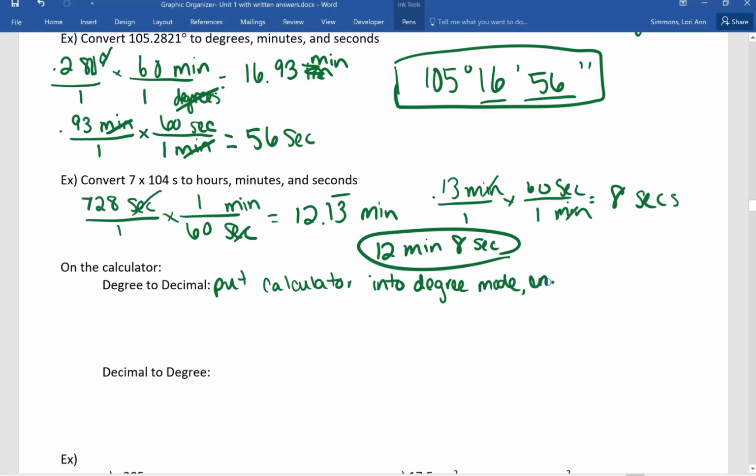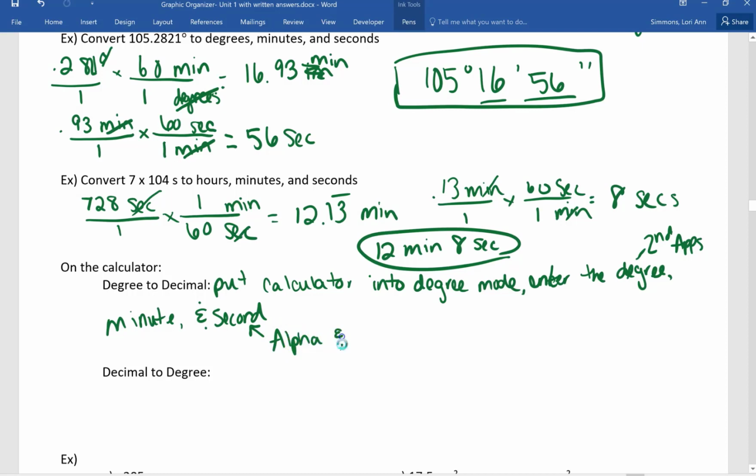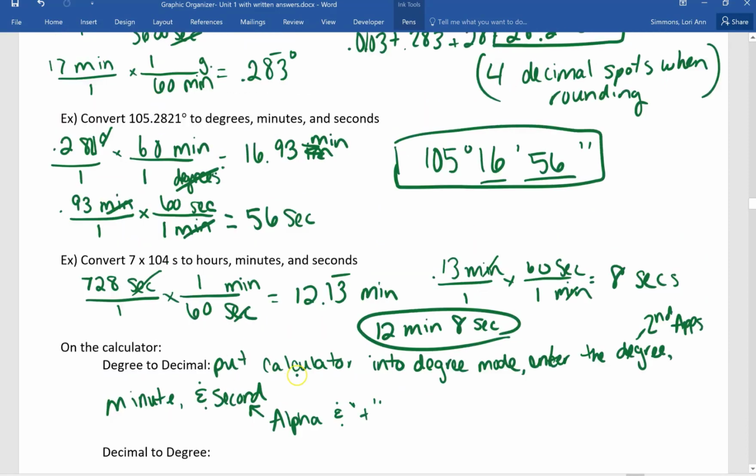Enter the degree, then go to second apps, then enter the minute and the second. To get the second symbol, you're going to go to alpha and then the plus symbol on your calculator. So let's do the first example up above.